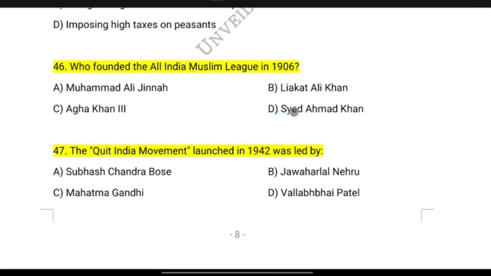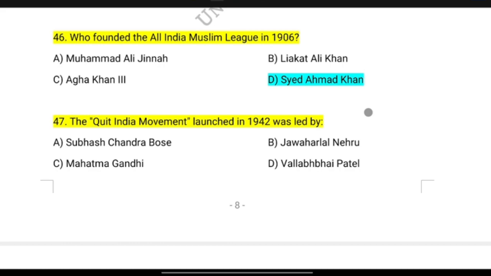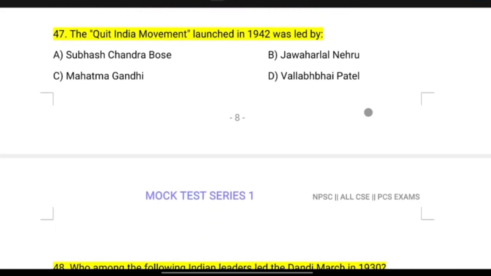Solution. D. Syed Ahmad Khan. Explanation. Syed Ahmad Khan, a prominent Muslim reformer, founded the All India Muslim League in 1906 with the aim of safeguarding Muslim interests in British India. 47. The Quit India movement, launched in 1942, was led by.